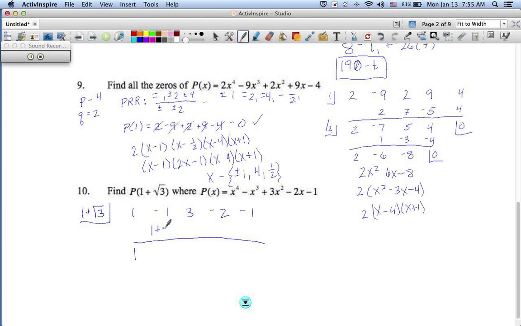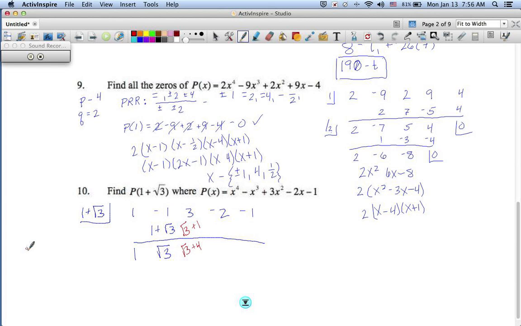Multiply 1 plus root 3. Well, here the 1 and negative 1 cancel out, so I'm left with root 3. Not too bad. Multiply, I get root 3 plus 1 this time. I want to change some colors here so I don't get too confused. Root 3 plus 1, so I add, I get root 3 plus 4.